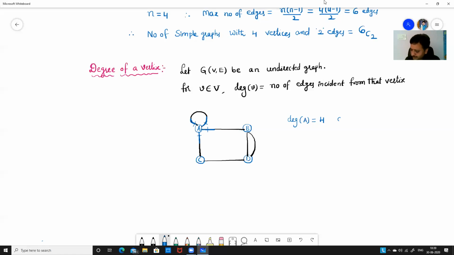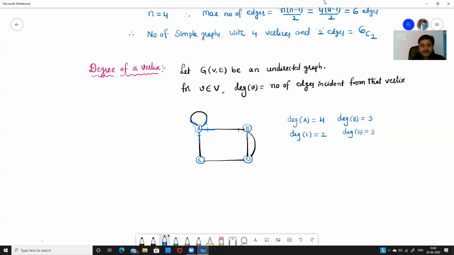Similarly, degree of B is equal to, so 1, this is the edge incident from B, this edge is incident from B, it is also incident from B. Total 3 edges are there. Degree of C is 2. And degree of D is equal to 3, like this. Okay. So it is a definition about degree of a vertex. What you have to remember in this? If a vertex is having a self loop, that self loop will produce 2 degree for that vertex. Is it clear? Right. Okay.